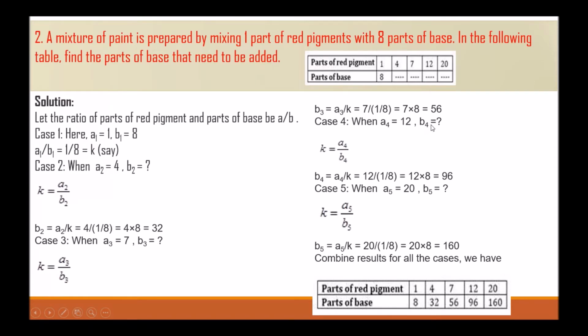Now A4 equals 12, B4 we have to find. So B4 equals A4 upon K, that is 12 upon 1 upon 8, that is 12 into 8, which is 96. So here it is 96. Next, A5 is 20, so B5 equals A5 upon K equals 20 upon 1 upon 8, that is 20 into 8, which is 160. So here it is 160. So the combined result of all cases is: 1, 8; 4, 32; 7, 56; 12, 96; 20, 160.